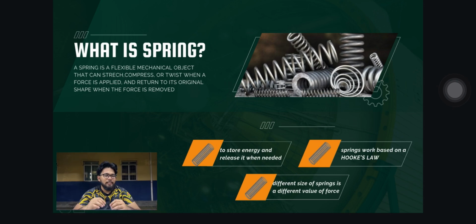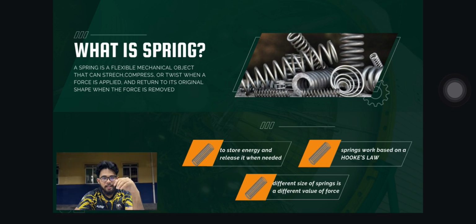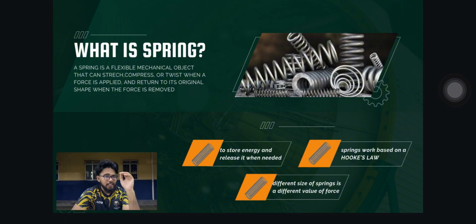This slide will tell you about the deeper meaning of springs. So what does a spring actually mean? A spring is a flexible mechanical object that can stretch, compress, or twist when a force is applied and return to its original shape when the force is removed. So the characteristic of a spring is to store energy and release it when it's needed, as I said before.